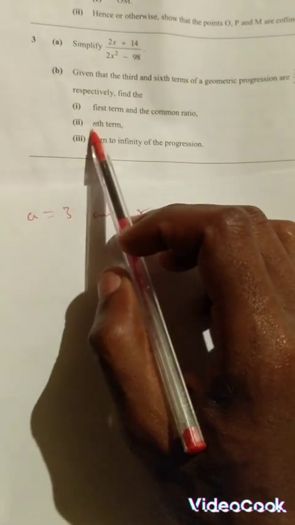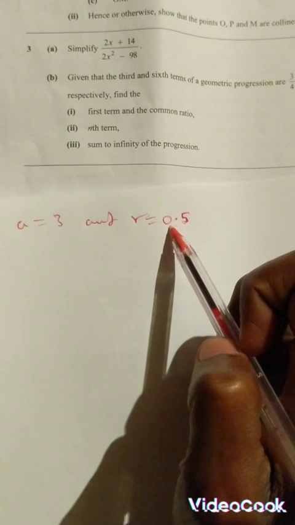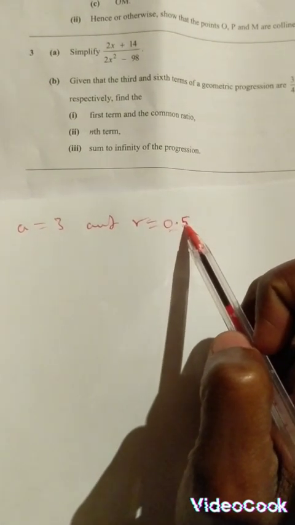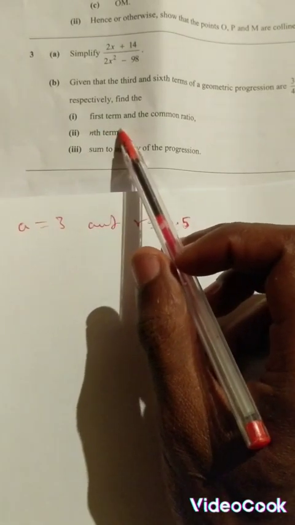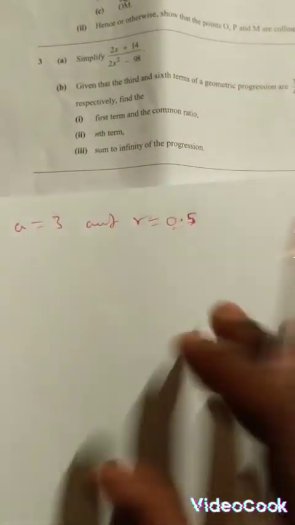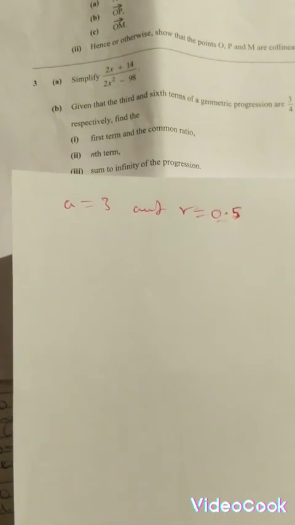Thank you. Now we go to question number 2. Since we already know that our first term is 3 and our common ratio is 0.5, we can go to the second one. For the second one, you need to find the sequence. Using these two, you know that in a GP, when finding the next term, we are multiplying.